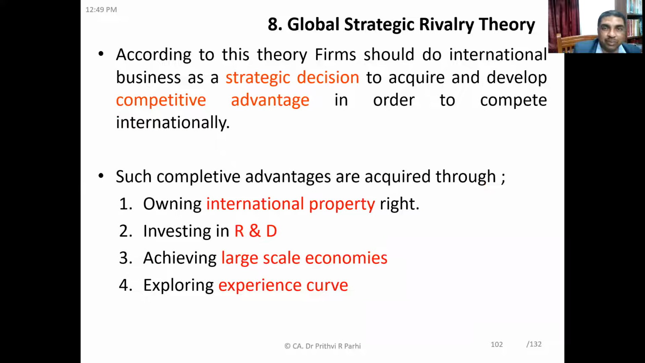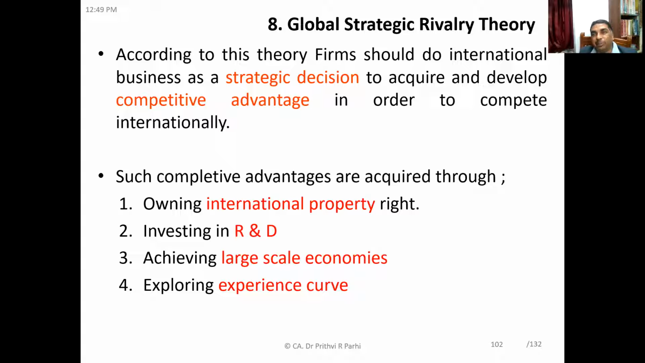The next theory is global strategic rivalry theory. According to this theory, the firm should do international business as a strategic decision, in order to acquire and develop competitive advantages so that they can compete internationally. So it's a strategic decision to participate in international trade and commerce so that they can compete internationally.